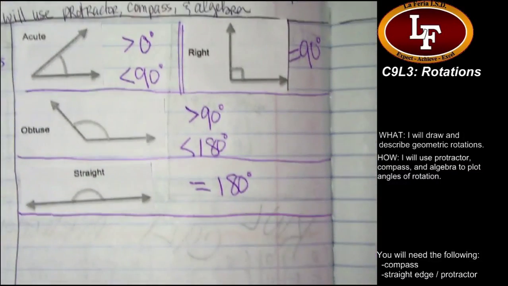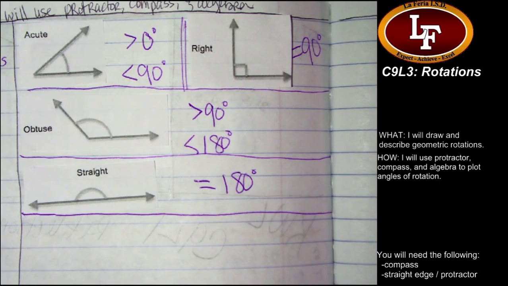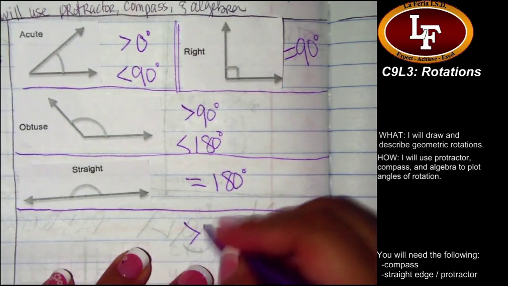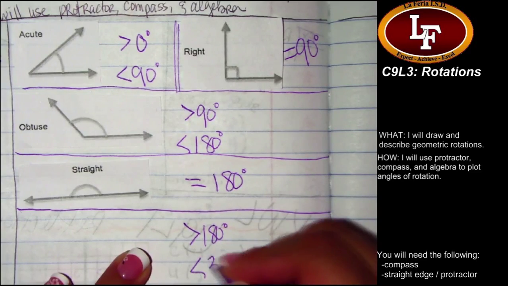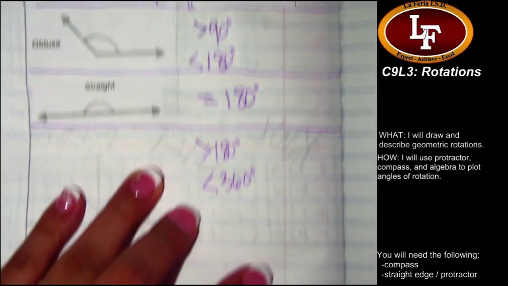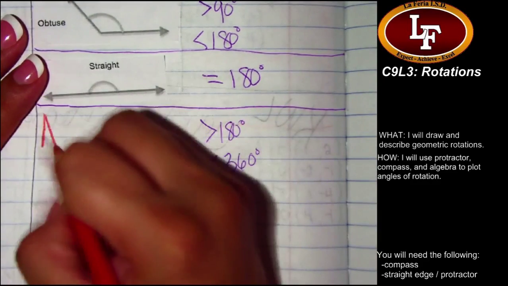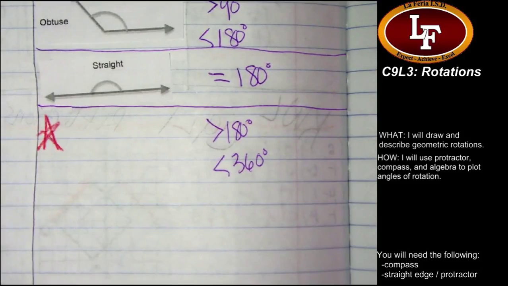Now, do y'all recall when we were first doing this section, I said there's another angle out there. I don't remember what it's called, but its measurement is bigger than 180, but it's smaller than 360, and it's weird, and I don't remember its name right now, so we'll do it later. Do you kind of remember that? Yeah, a little bit. So here we go. We're going to deal with it now.